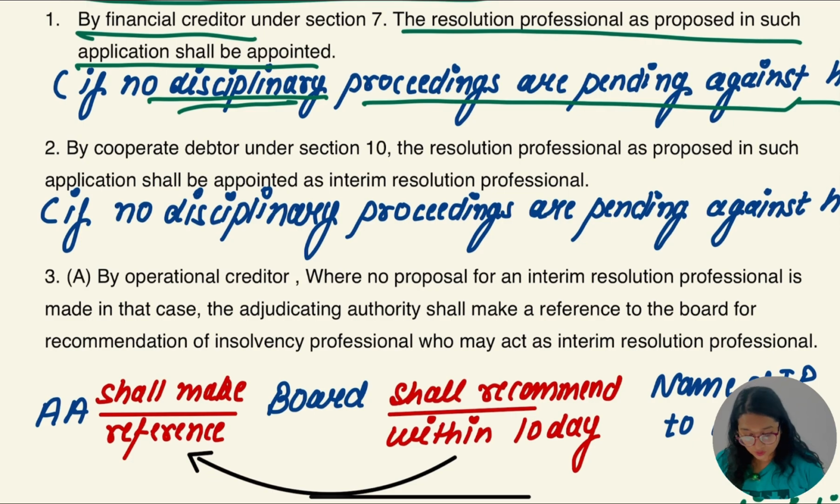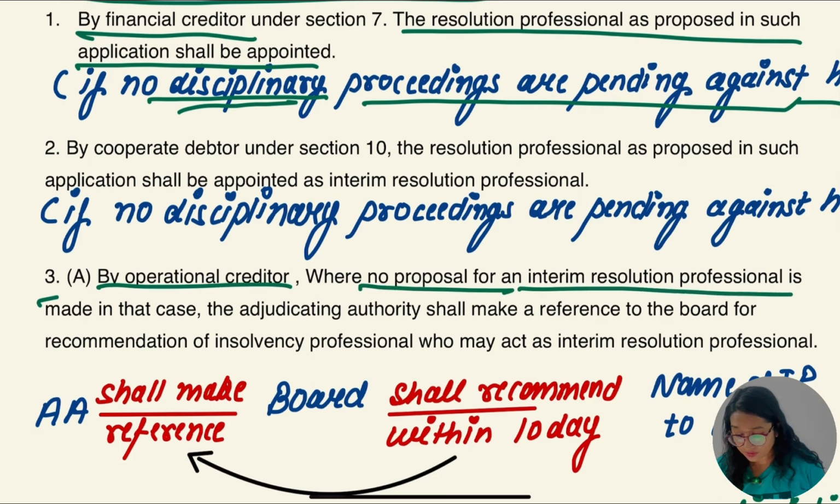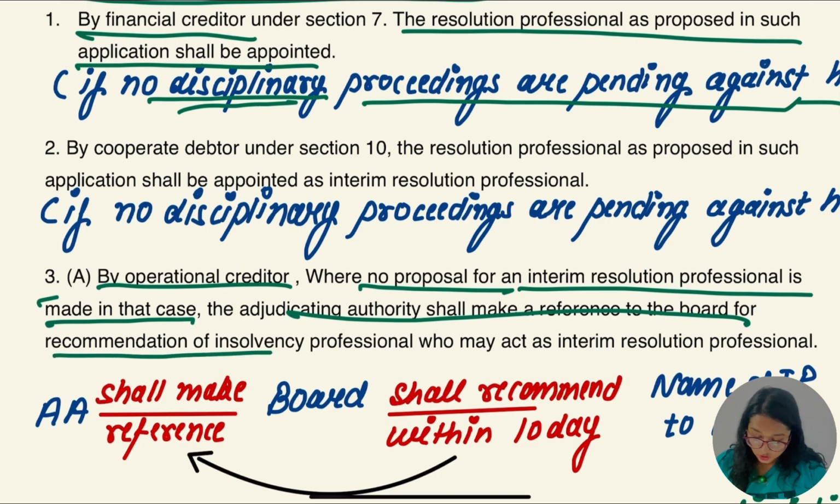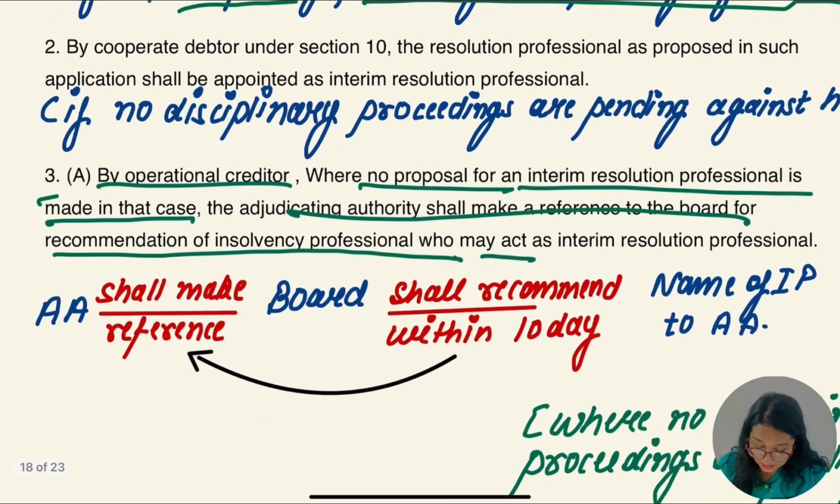So let's go for the third point, which says that where the application is made by an operational creditor and no proposal of an interim resolution professional is made, in that case the AA shall make a reference to whom? To the board, for recommendation of an insolvency professional who may act as interim resolution professional. So what is going to be the time limit? Within how much time does the board have to give the reply to the AA? Within 10 days. So let's read it out. The adjudicating authority shall make a reference to whom? The board. Hope this point was clear.